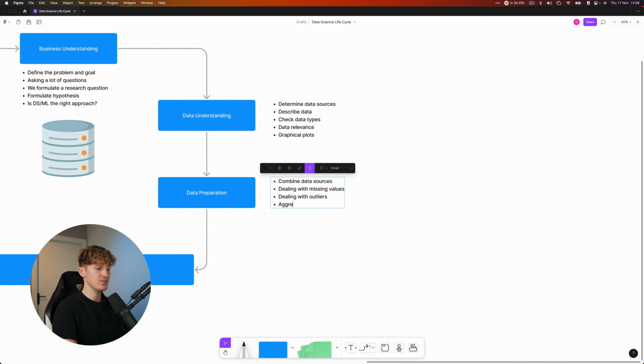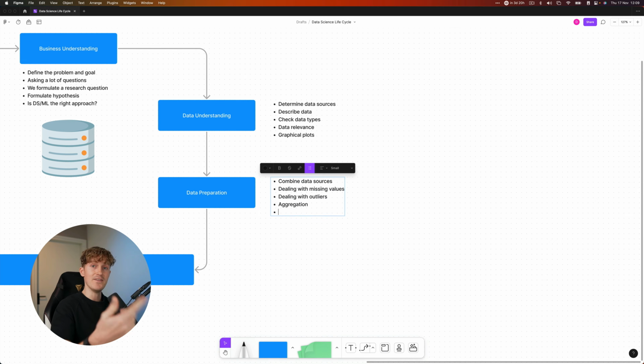We have aggregation over here. So we can aggregate the data in different ways. This could be, for example, if you're dealing with time series data measured every minute, you could say, hey, we want to aggregate this data to hourly data in order to reduce the total amount of data. So then you take the average of 60 minutes, for example, and then turn 60 observations into one observation of the data. So that is data aggregation, also part of the data preparation step.